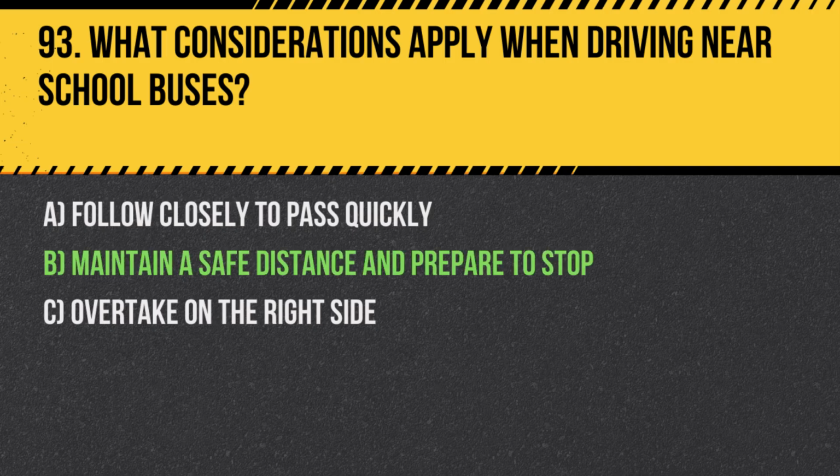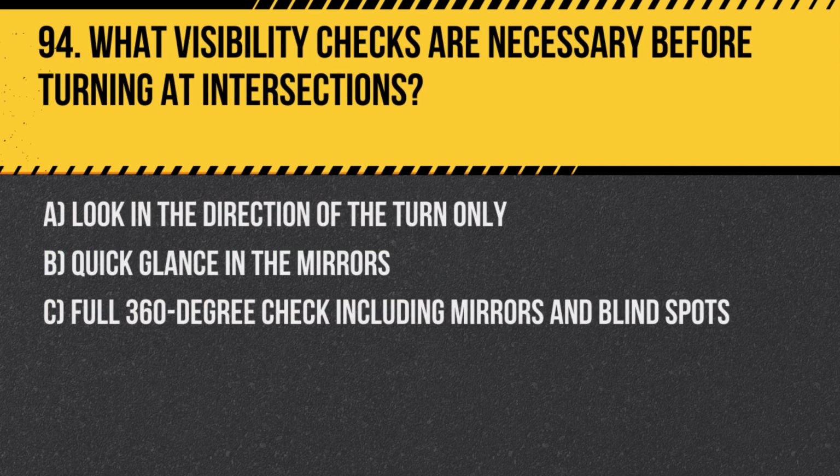Answer: B. Maintain a safe distance and prepare to stop. When driving near school buses, be ready to stop at any time as children may be boarding or exiting the bus. Question 94. What visibility checks are necessary before turning at intersections? A. Look in the direction of the turn only. B. Quick glance in the mirrors. C. Full 360-degree check, including mirrors and blind spots.